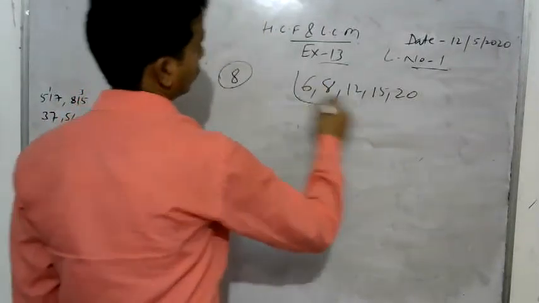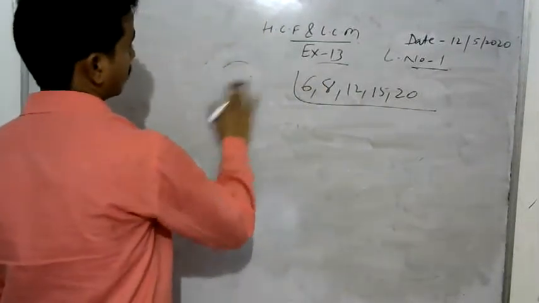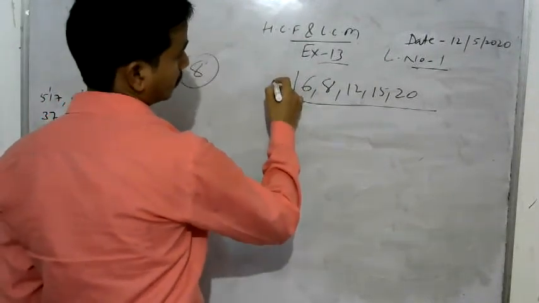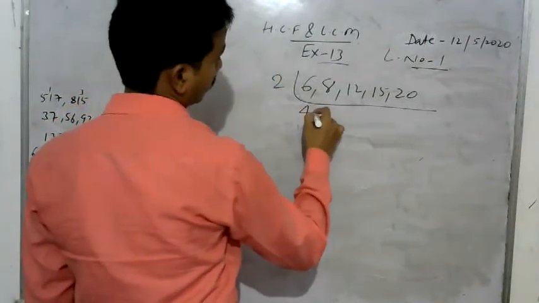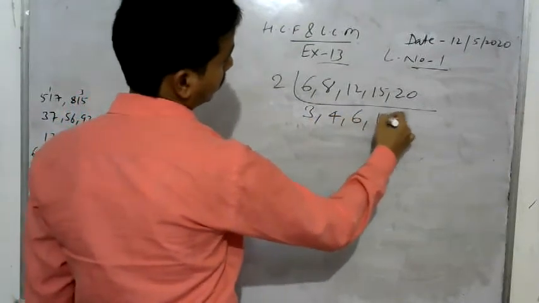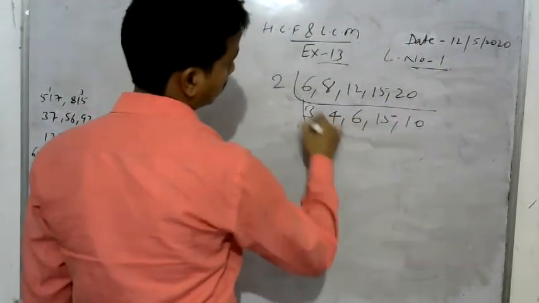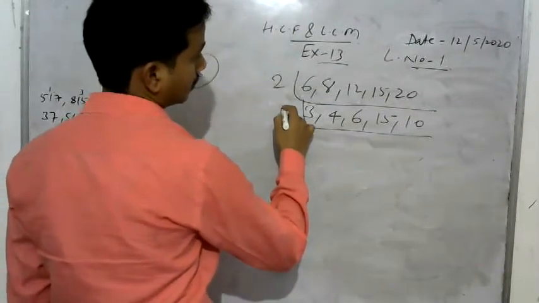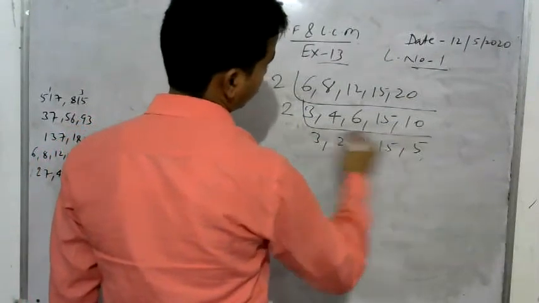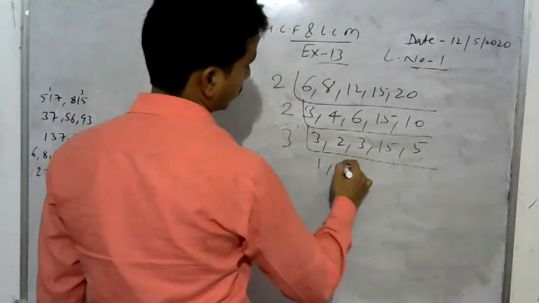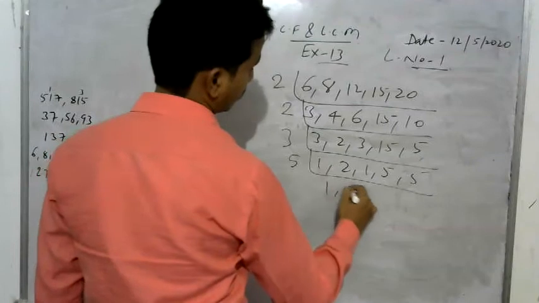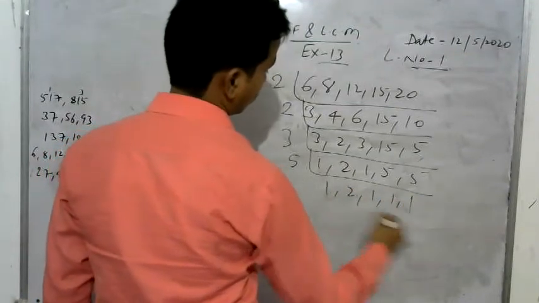First of all, find the LCM of all these. Okay? You have to find the LCM of all these by the division method. You can divide by 2: 3, 4, 6, 8, 6, 12, 15 is not divisible so leave it as it is, 10. Now divide by 2 again: 3, 2, 3, 15 and 5. Now by 3: 1, 2, 1, 5, 5. Now finally by 5: 1, 2, 1, 1 and 1.